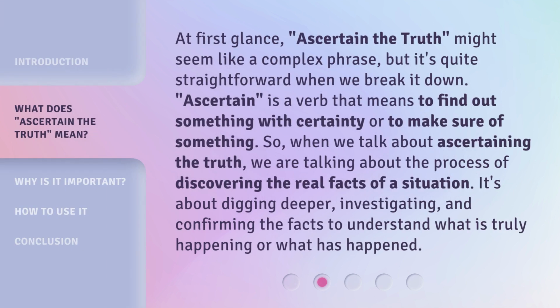At first glance, ascertain the truth might seem like a complex phrase, but it's quite straightforward when we break it down. Ascertain is a verb that means to find out something with certainty or to make sure of something. So, when we talk about ascertaining the truth, we are talking about the process of discovering the real facts of a situation. It's about digging deeper, investigating, and confirming the facts to understand what is truly happening or what has happened.